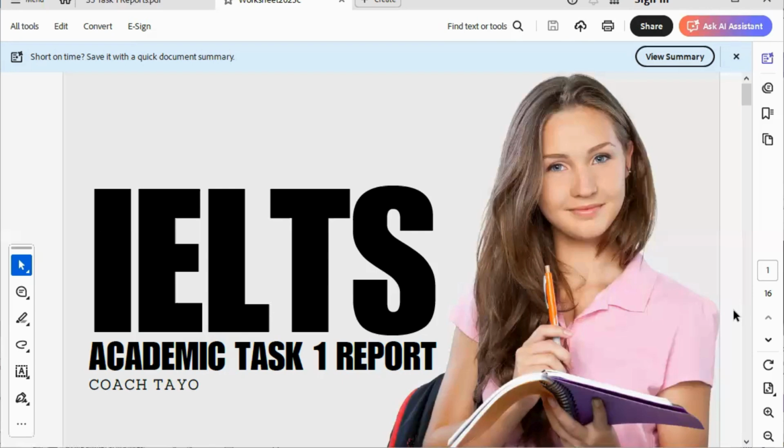Task 1 is about writing a report. You're going to write a report of not less than 250 words. Okay, they are going to ask you to write a report, and that task 1 report is going to account for 33%, one third. That's about 33% of your total score.